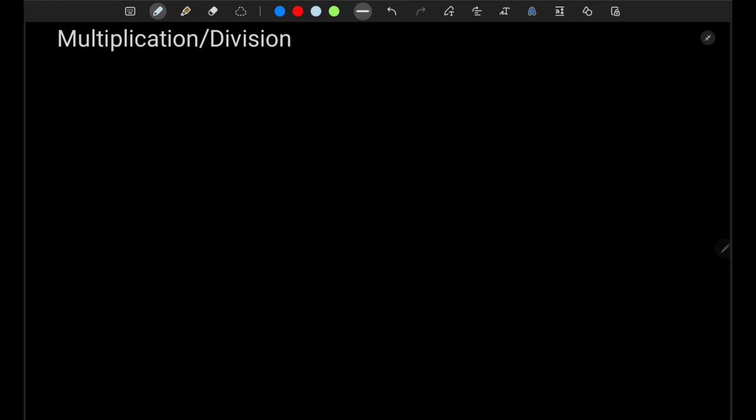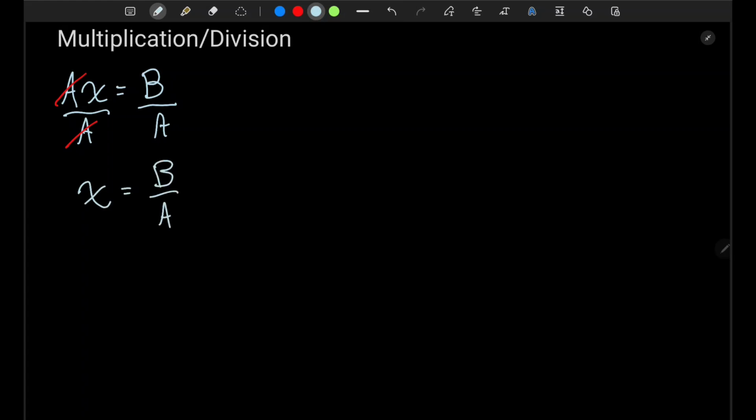So to start with multiplication and division, let's look at a simple equation here. Where let's say we have a constant a multiplied by x is equal to another constant b. So these constants are just numbers, they can be any number. So how you would solve this normally is you would divide both sides by a to isolate x. On the left side, these two a's cancel and simplify to 1, and we are left with x is equal to b over a. And that's great.